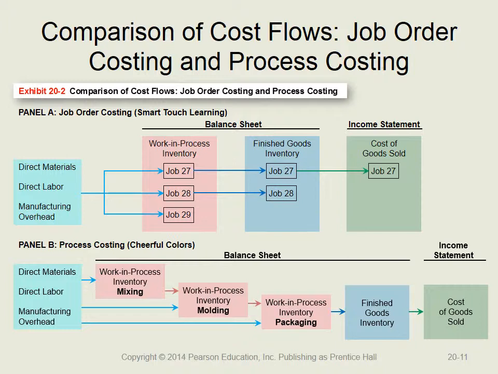When production is complete, the cost of the crayons is transferred from the packaging department's work in process inventory into finished goods inventory. As the crayons are sold, their cost is transferred from finished goods inventory to cost of goods sold. The total cost of the crayons includes the cost of mixing, molding, and packaging. The costs incurred in the first process are transferred to the second process. The costs incurred in the first and second processes are then transferred to the third process. Then the entire cost is transferred to finished goods inventory.